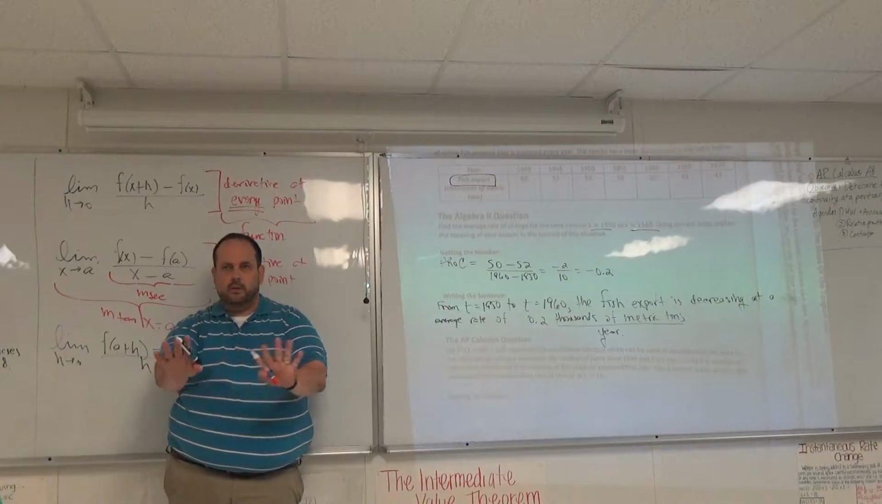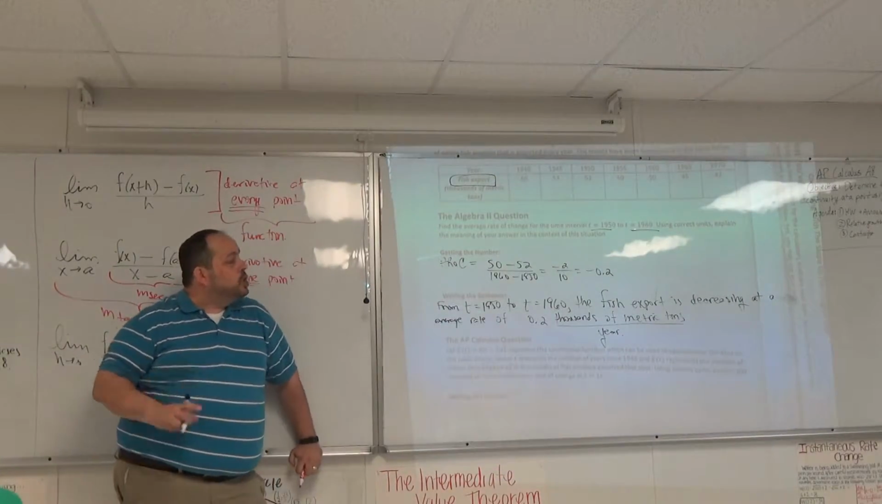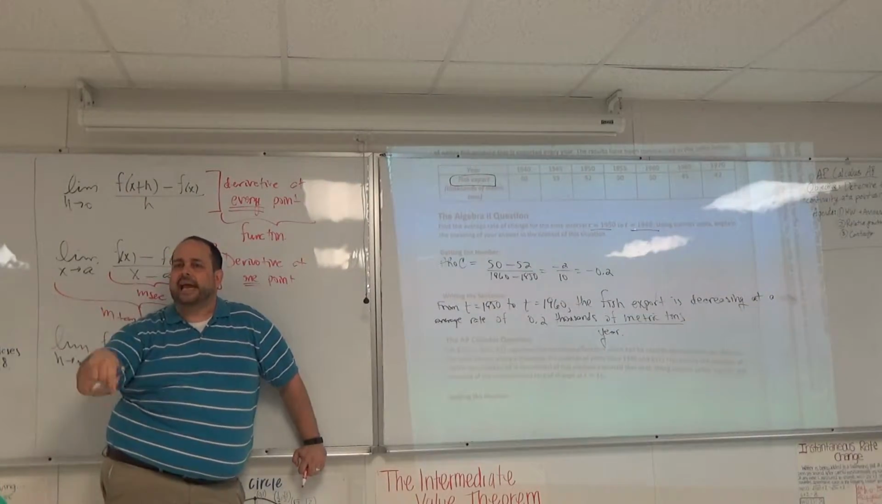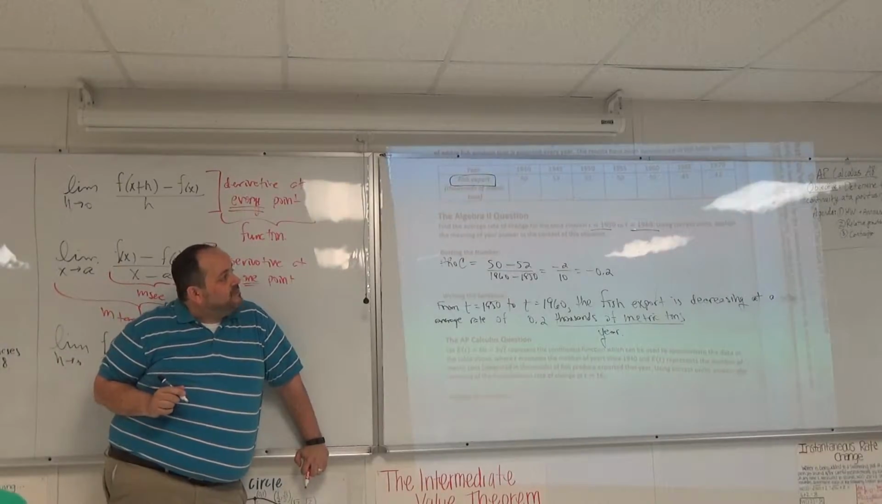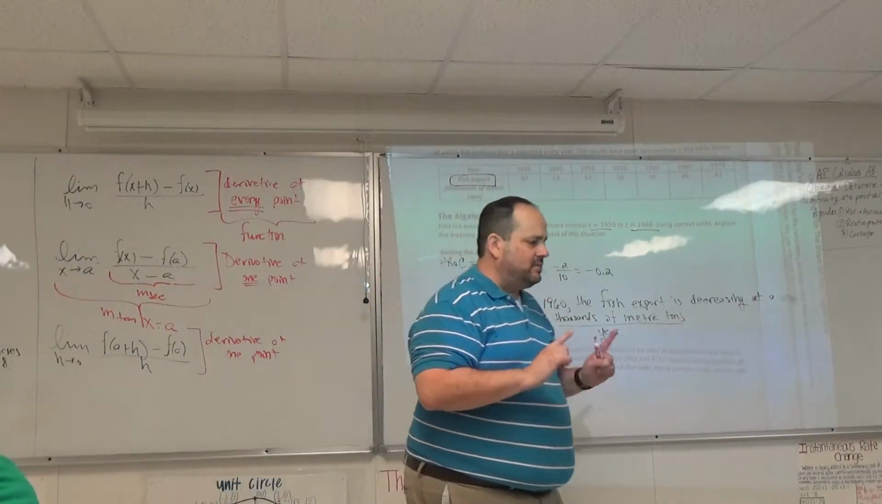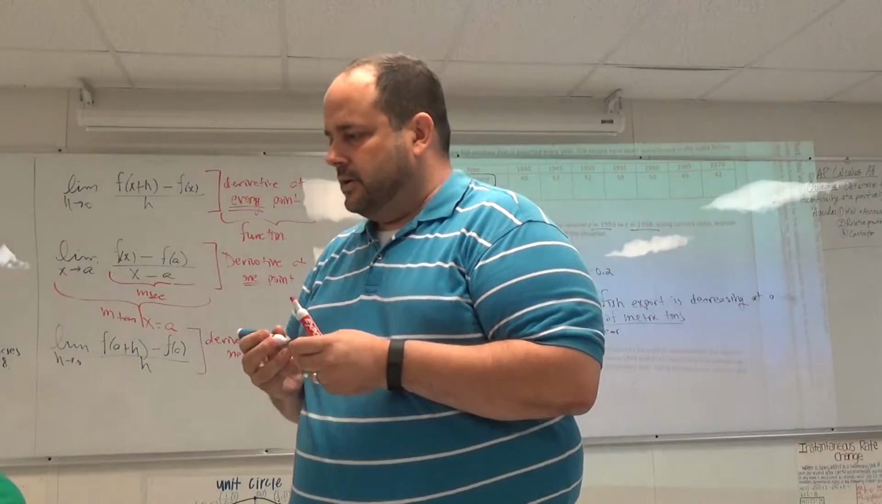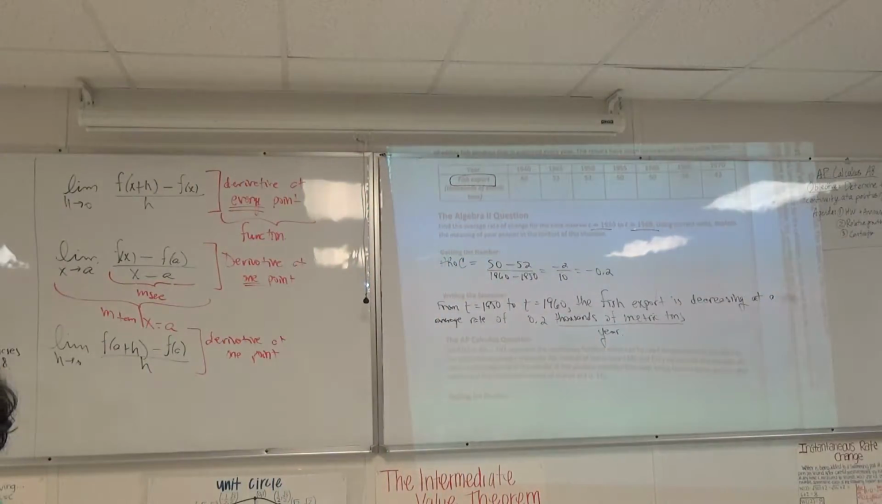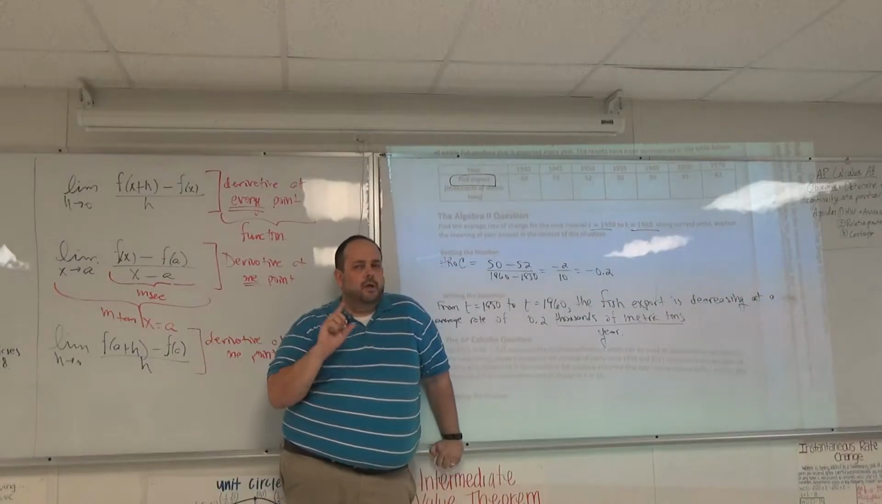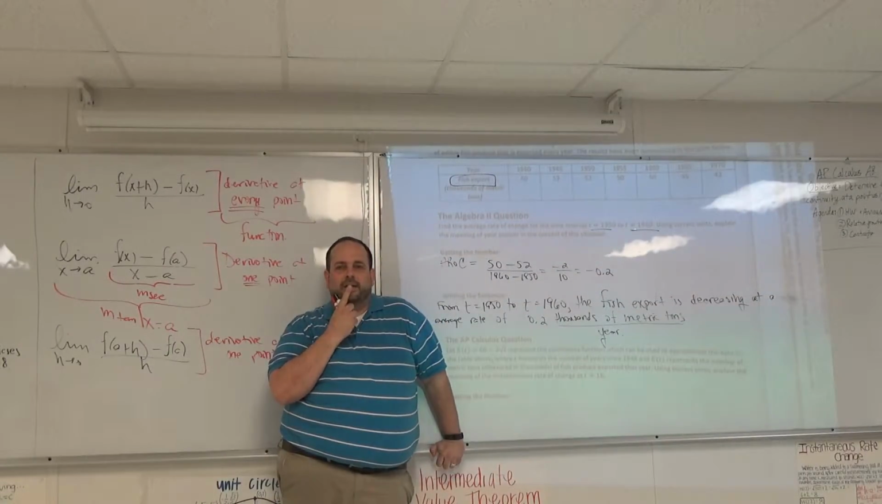We're good? Now my question for you all is, could you find the slope of the tangent line at 1955 in this situation? Have a quick conversation with somebody near you. What do you think? Could you find the exact value at 1955? We're at 15. Could we find the exact value at 1955?